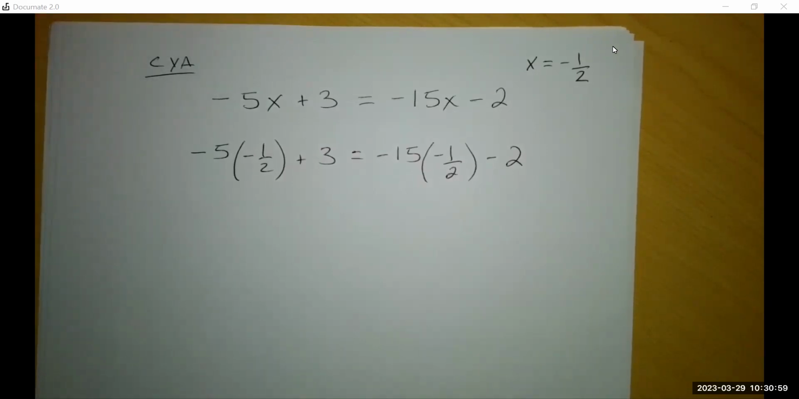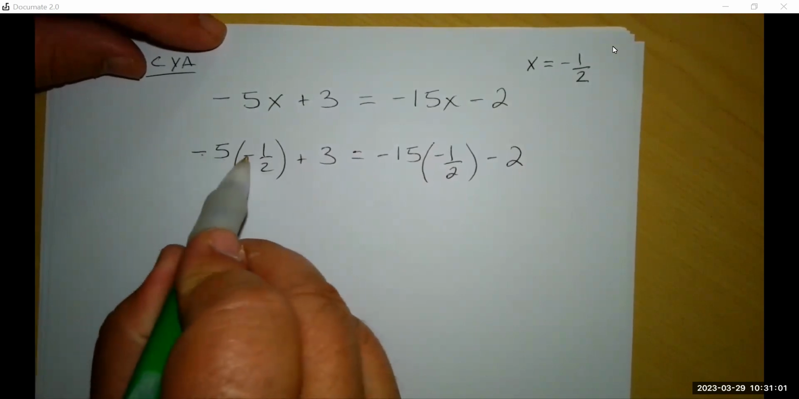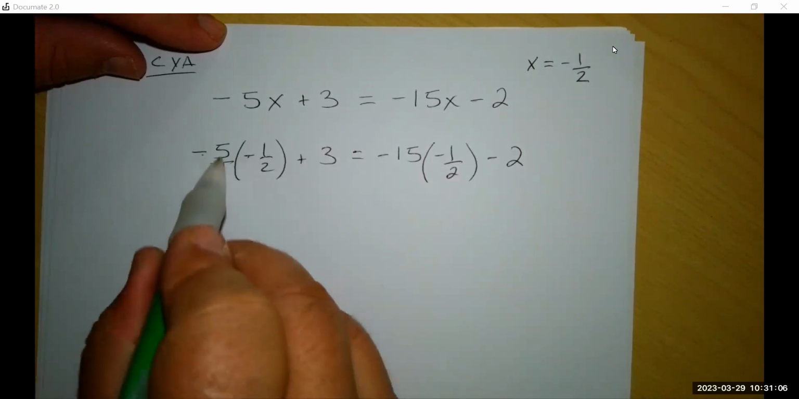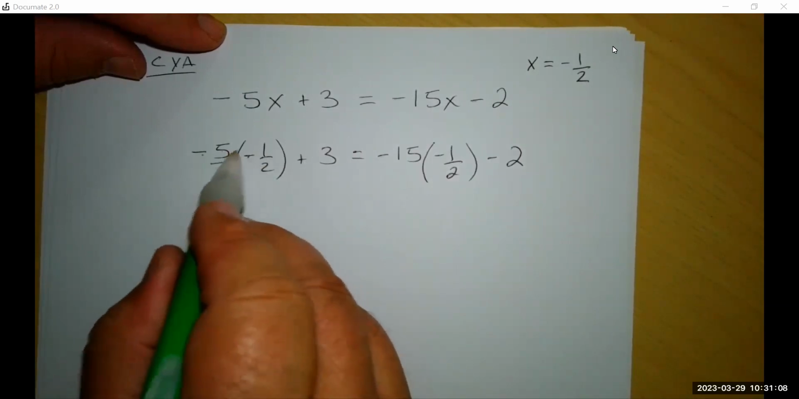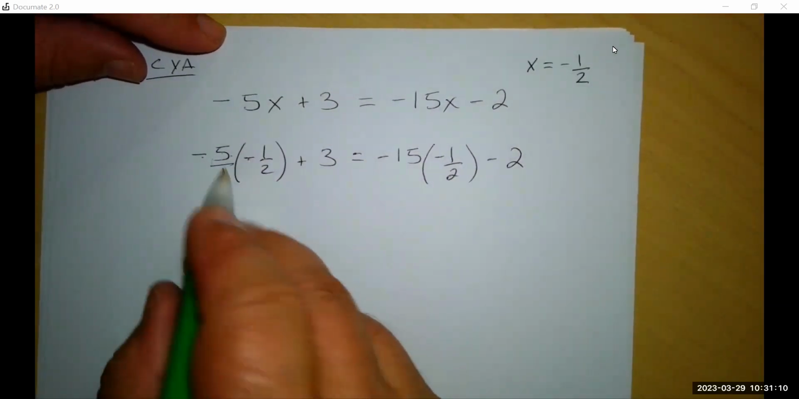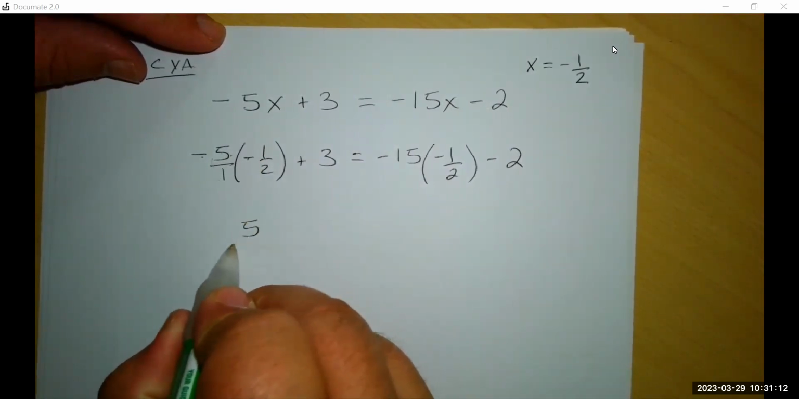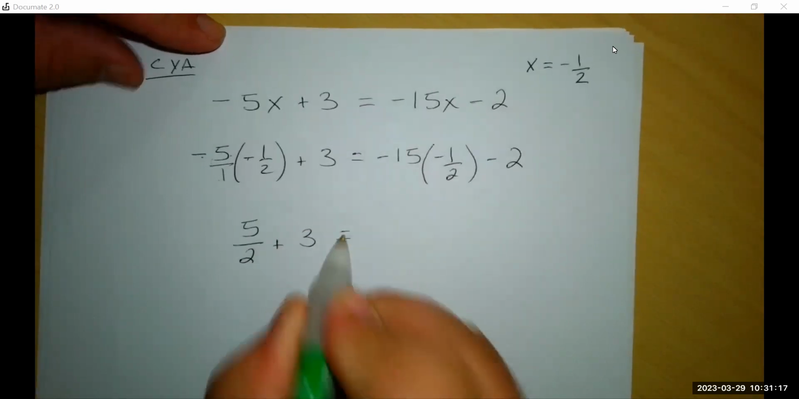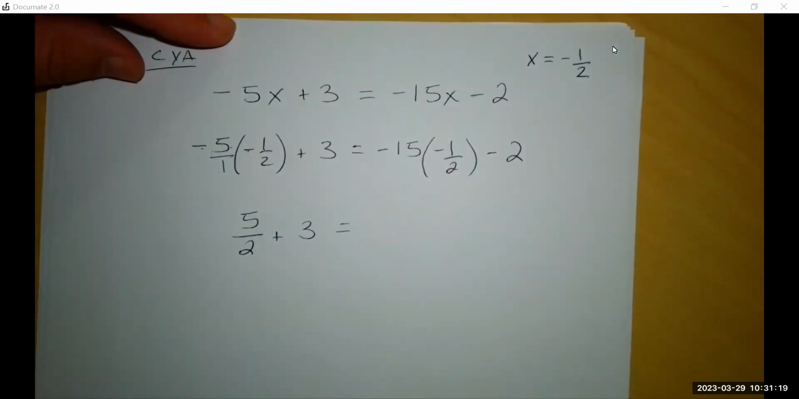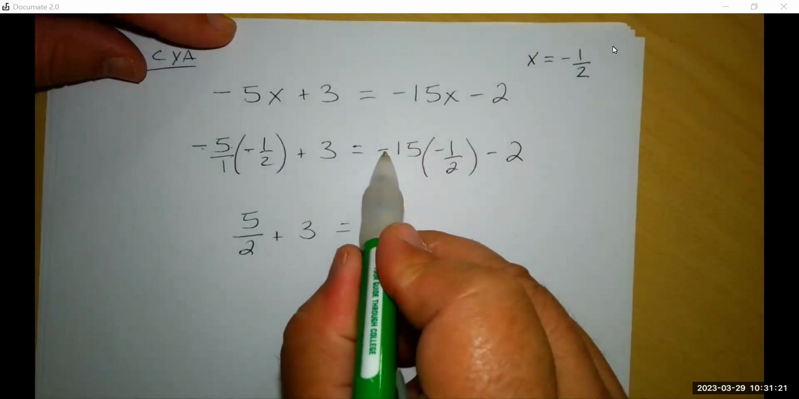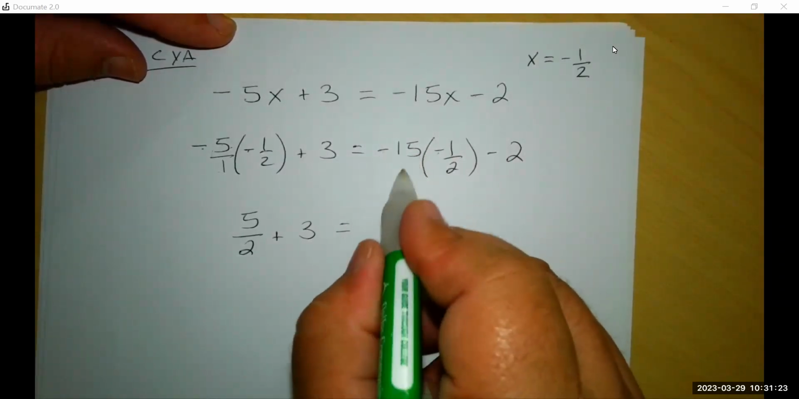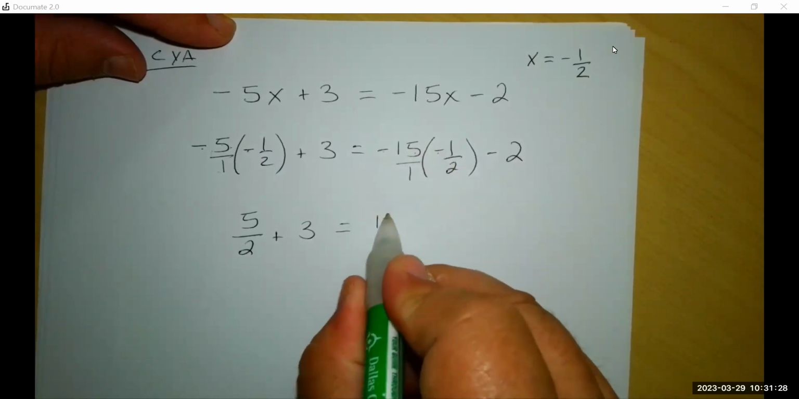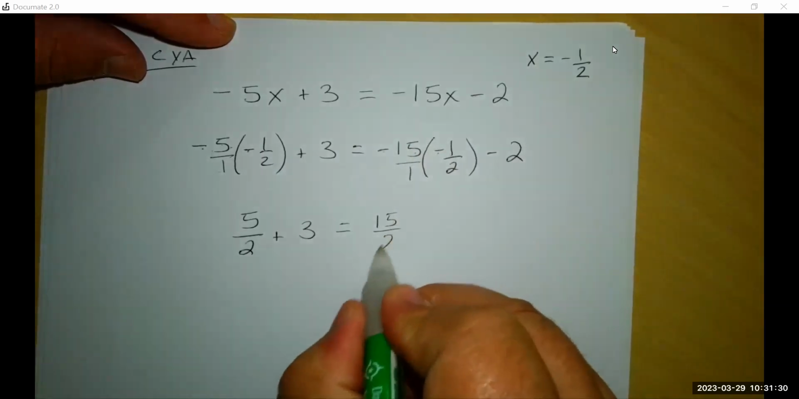So we could simplify just a little bit. Negative times negative is a positive. So 5 over 1 times 1 over 2. Since nothing cancels, 5 times 1 is 5 over 2 plus 3. Same thing on the other side. Negative and negative is a positive. Nothing cancels, so 15 times 1 is 15. 1 times 2 is 2.